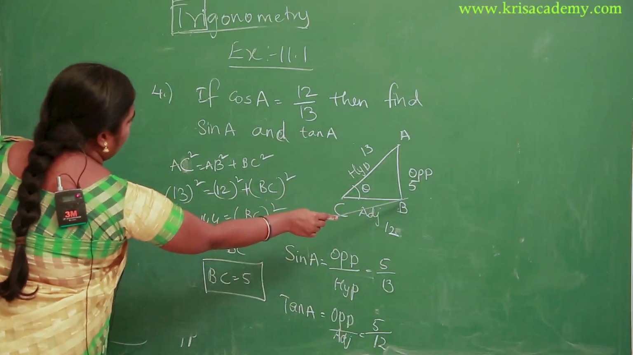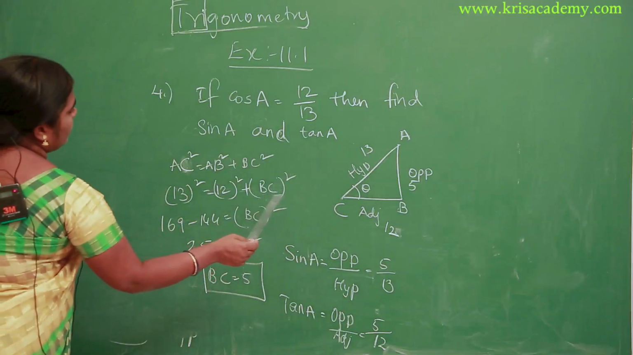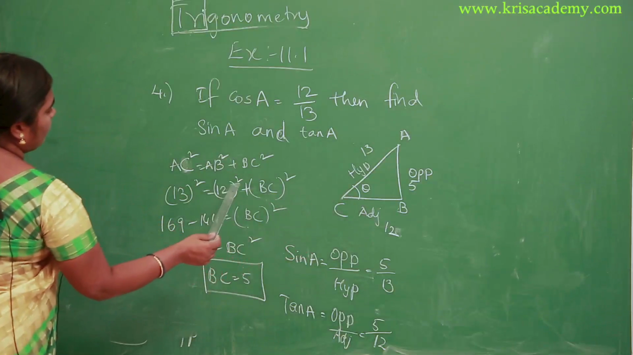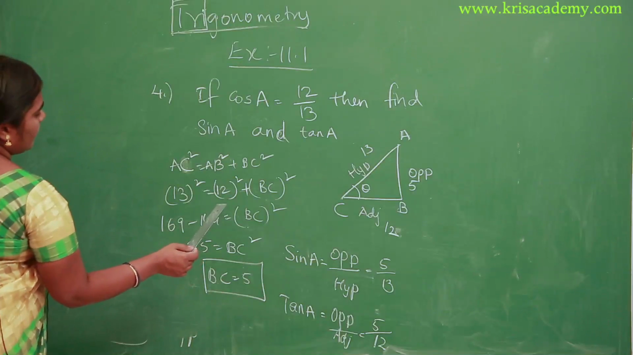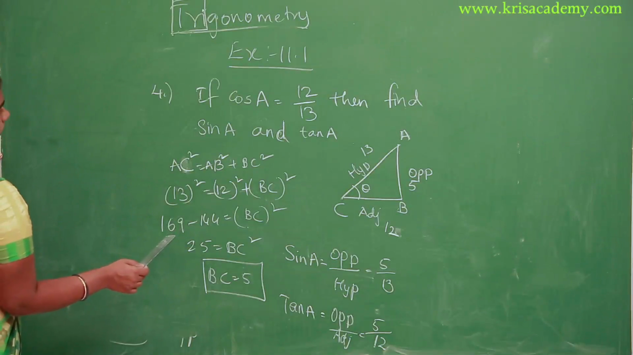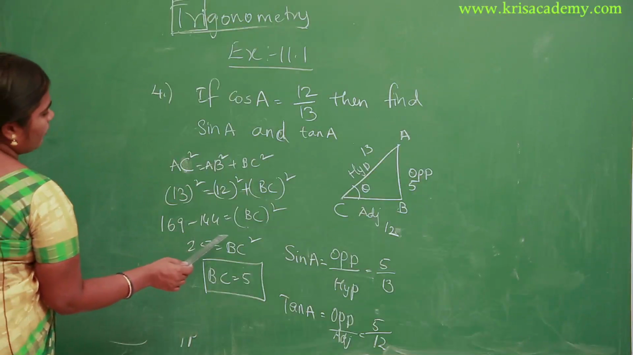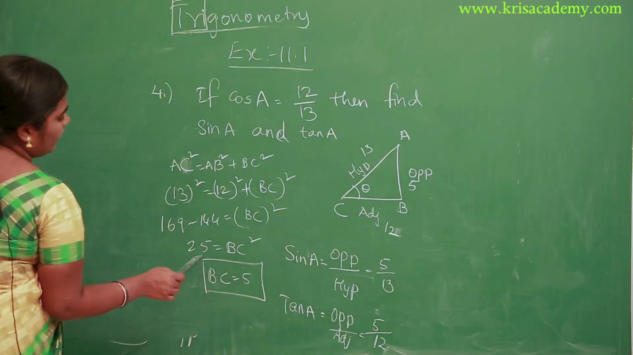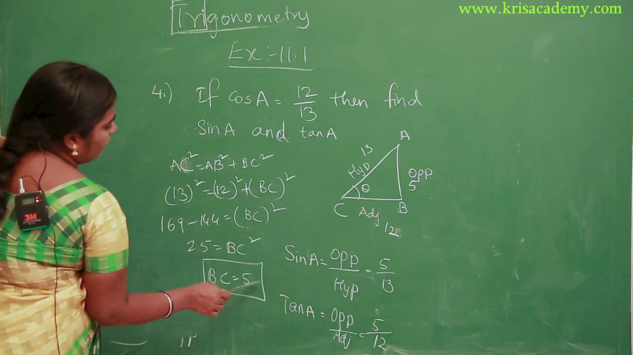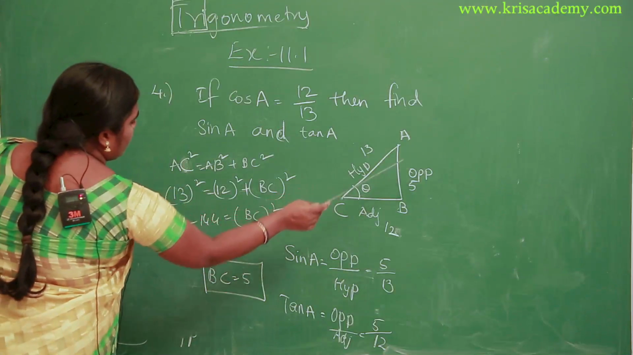AB value is nothing but the adjacent side, 12. BC square is the opposite side. So 12 12s are 144. Plus BC square, when you bring this 144 to this side it becomes minus 144. So BC square is equal to 25. BC is equal to 5. So opposite side we got it as 5.